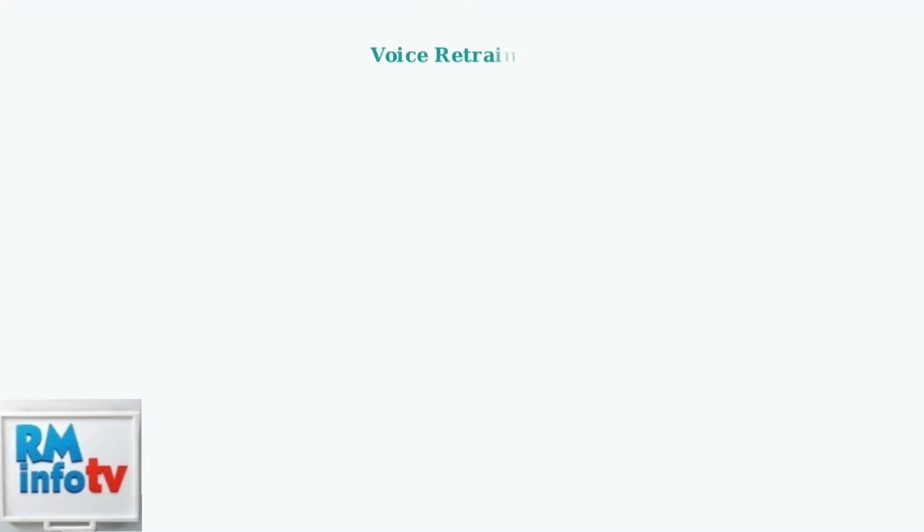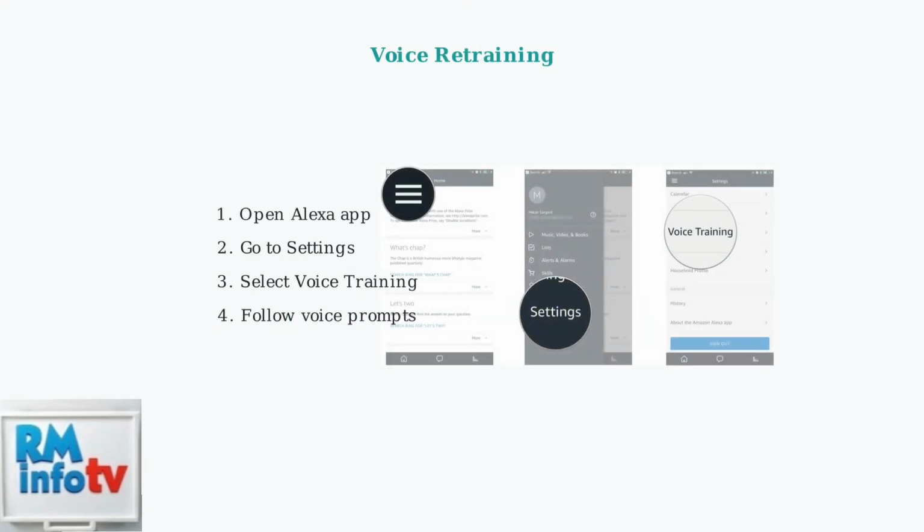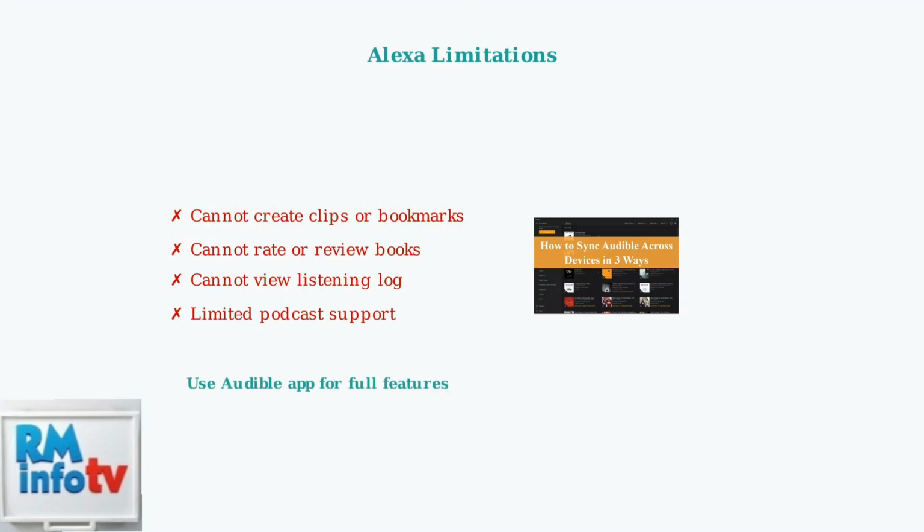If Alexa isn't recognizing your voice properly, retrain it in the Alexa app settings. Go to Settings, then Voice Training to improve recognition accuracy. Be aware that Alexa doesn't support all Audible features. You cannot create clips, rate books, or view your listening log through Alexa. These features require the Audible app directly.